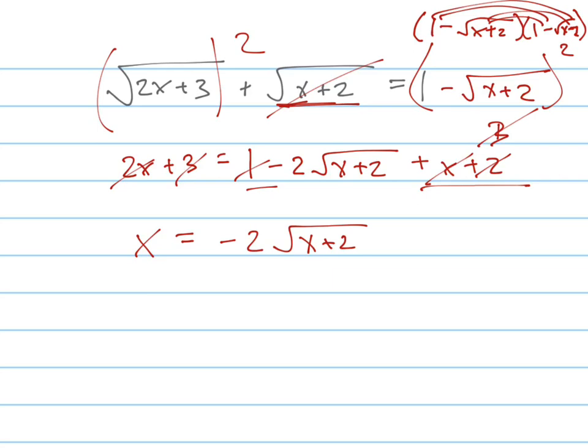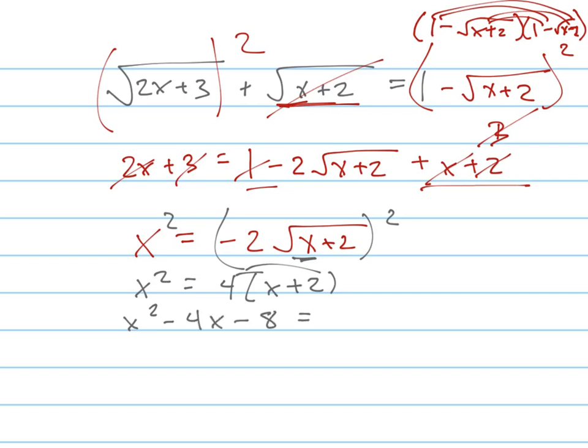And then now square both sides again. You don't have x by itself because there's another x here. You got to get all the x's together. So x squared equals 4 times x plus 2. So distribute and then subtract them over. So it's x squared minus 4x minus 8 equals 0.